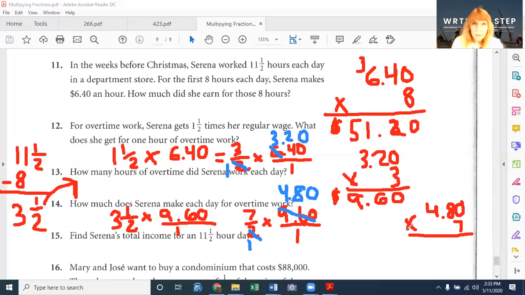And then number 15, it says find Serena's total income for an 11.5-hour day. So you have to add up her regular pay and her overtime pay, which is what you're figuring out for number 14. So that's a long one, but it was a good one to work through with you.